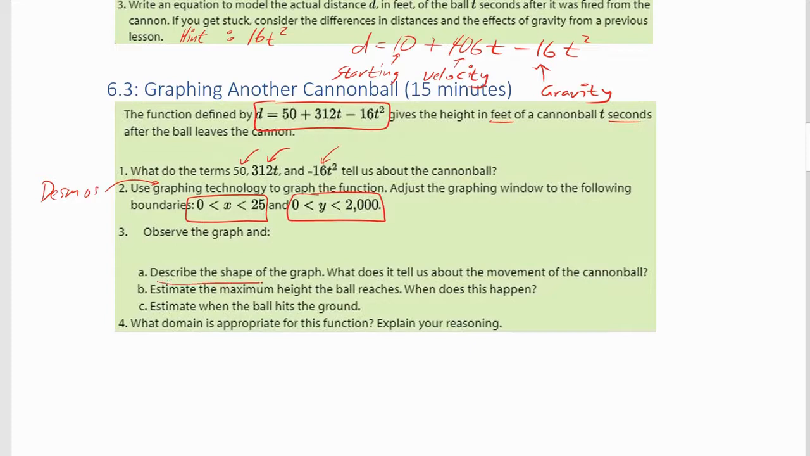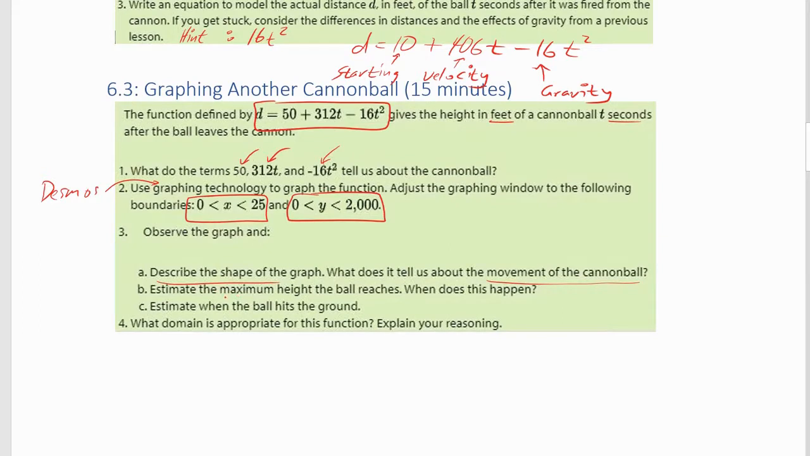So describe the shape of the graph. What does it look like? What does it tell you about the movement of the cannonball? The graph itself does tell you a kind of story or a sketch of what to expect to see from the cannonball.